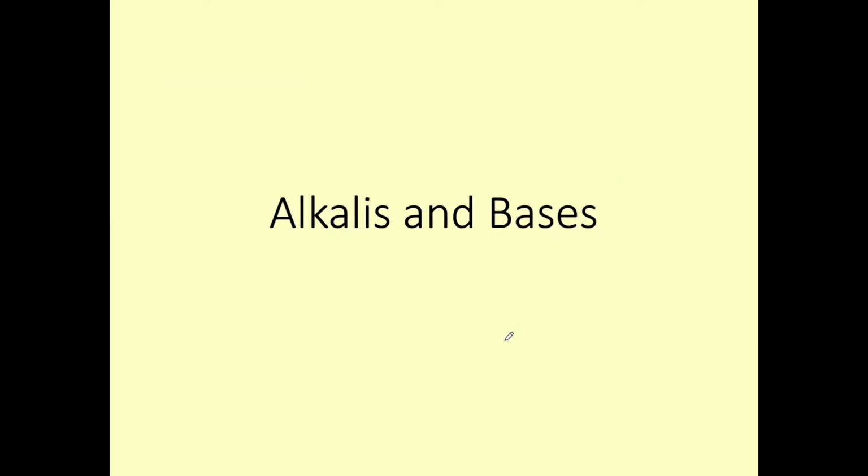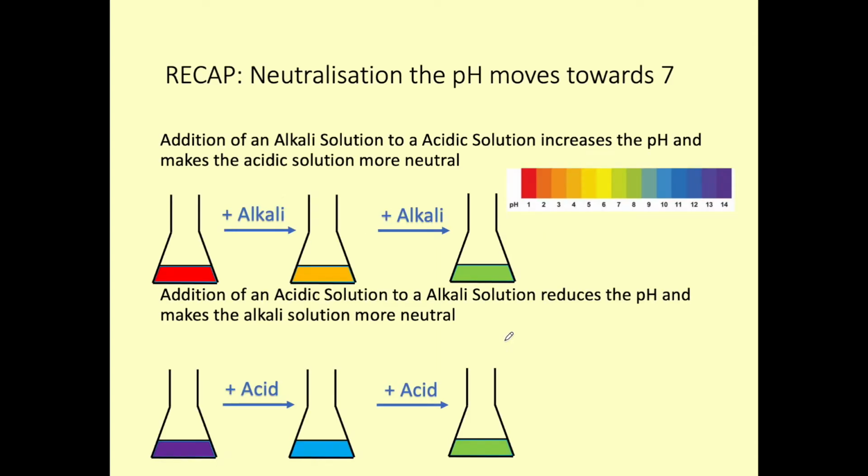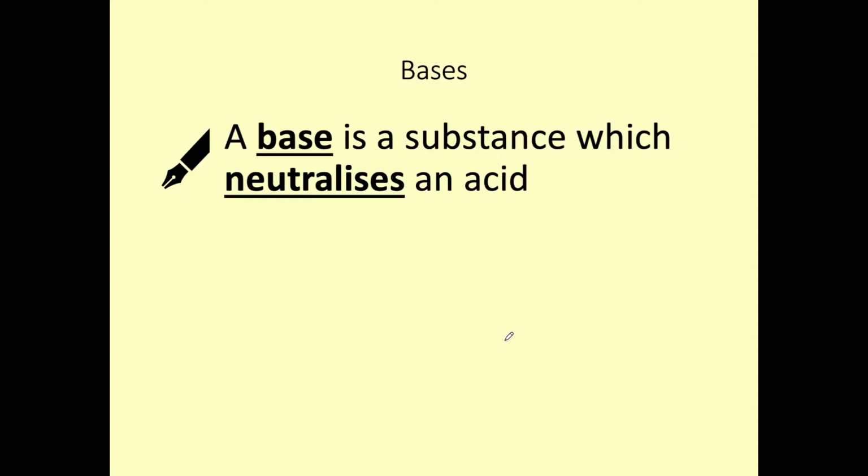So today we're going to be doing alkalis and bases. Just to recap from last lesson, addition of alkali solutions to an acidic solution increases the pH and makes the acidic solution more neutral, whereas addition of an acidic solution to an alkali solution reduces the pH and makes the alkali solution more neutral. So a base can be defined as a substance which neutralises an acid, and therefore we are talking about something which is very similar to an alkali. Before we get on to that, could you please pause the video and write down the definition of a base?